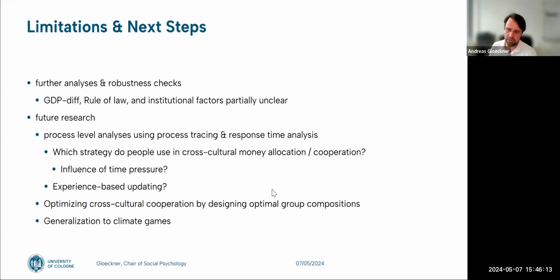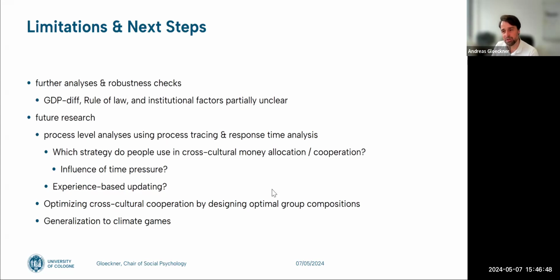But the long-term goal of this current project is to optimize cross-cultural cooperation by designing optimal group composition. So our idea, and this is our hypothesis, we haven't done it experimentally, but this will be the next study, is to put together people from nations where we find particularly high cross-national social preferences, let them play some climate games, and see whether we can increase the general level of cooperation in a global climate game by designing more optimal groups.